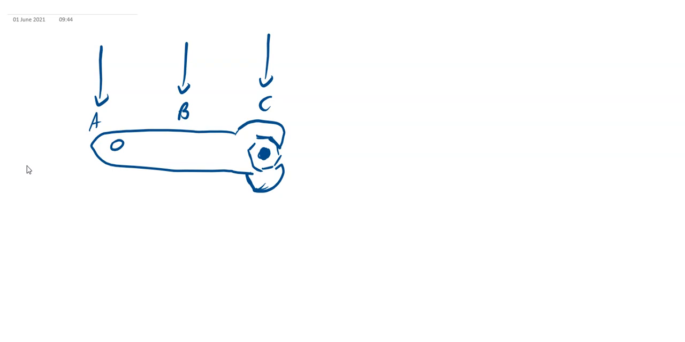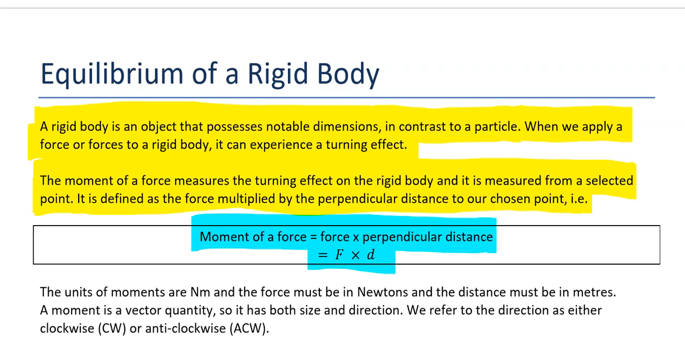Okay. Also, if you applied a force vertically down here at C, it would have absolutely no turning effect. The reason for that is its perpendicular distance from the pivot is 0, because if I continue that line on down, it was acting through the pivot. So your turning effect is a force times a perpendicular distance. That's why the force acting through A has the greatest perpendicular distance, so it would have the greatest turning effect. And that is it.